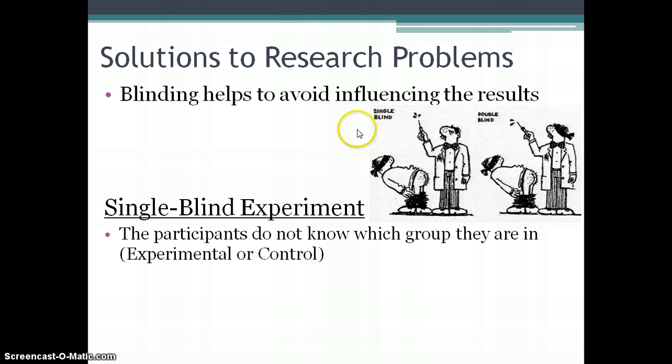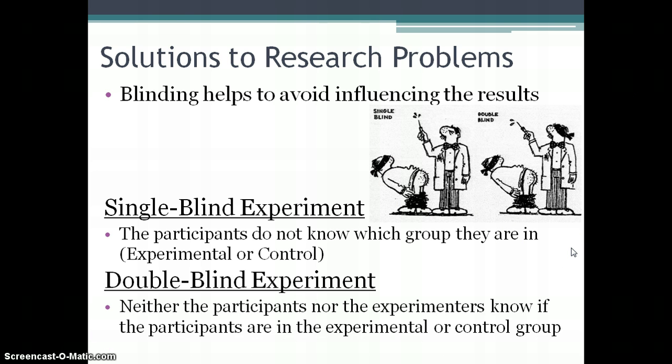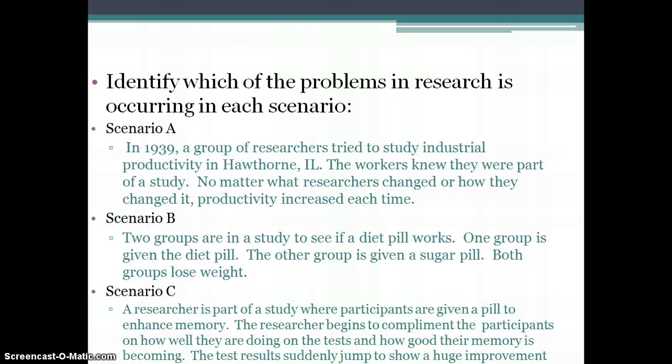So we can see this in this cartoon. The experimenter knows which group they're in, but the participant doesn't know. In the double-blind experiment, that means that both the researcher and the participant do not know if the participants are in the experimental group or in the control group. So they're both blind, double-blind. And of course, someone knows. The person overseeing the research is going to know, but the researchers working one-on-one with the participants do not know if they're giving the memory test to the person actually taking the memory pill or to someone taking the sugar pill.